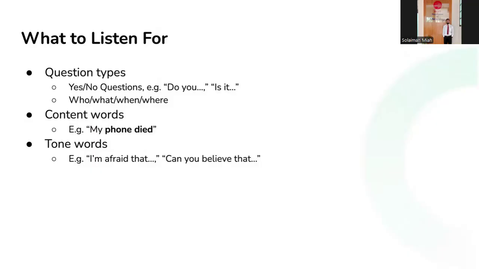As we saw in the example a minute ago, wrong answers might start with yes or no in response to a yes/no question. So we need a bit more. That's where content words matter. Phrases like "my phone died" give you clues about the situation. And finally, the tone can be important as well. Tone words like "I'm afraid" can show emotions, and the response you choose should match them.